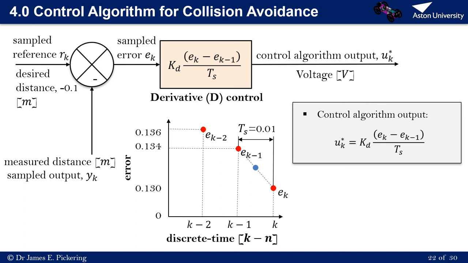And then we've determined the derivative effectively here to determine this point here. What we multiply this by is the derivative control gain. So what we end up with as our control output when we consider a derivative is simply, just as I said, KD, the derivative control gain, multiplied by this equation which approximates this midpoint for us. So that there is the derivative control. So it's effectively taking into account the rate of change of the error.